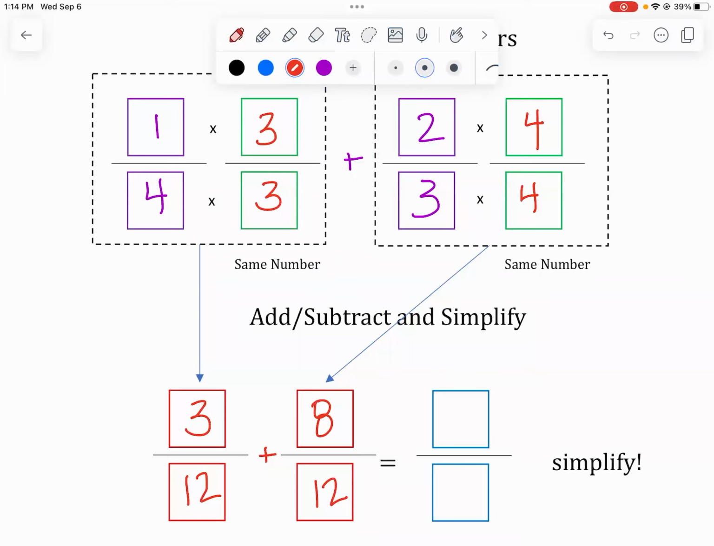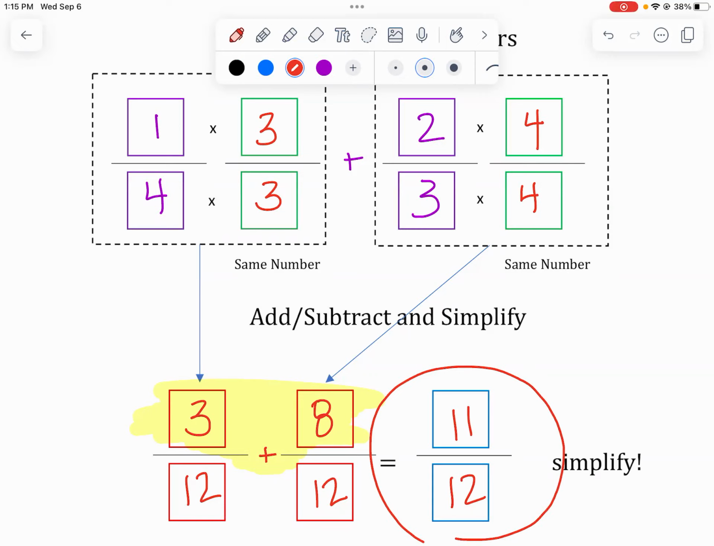So Cash, what's our answer? Okay, I'm giving you a hint up here. What's 3 plus 8? 11, and then we keep our common denominator. So 11 over 12 would be our fraction. That is our answer. We cannot simplify it anymore, so we'll leave it as 11 over 12.